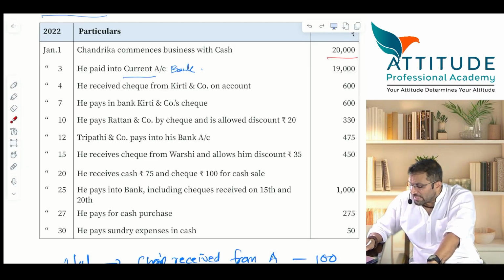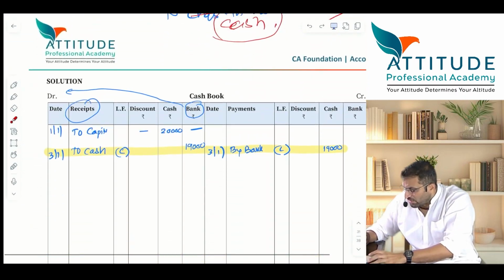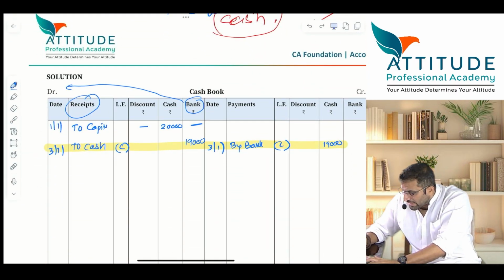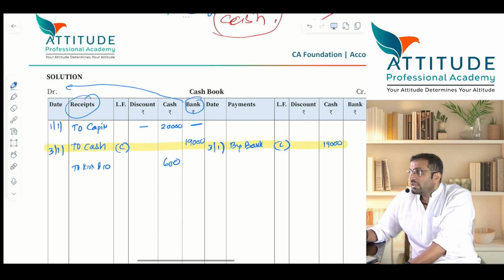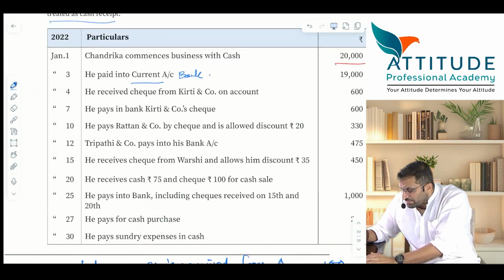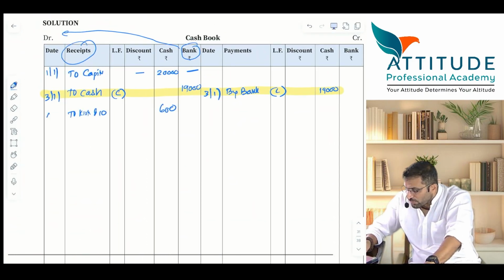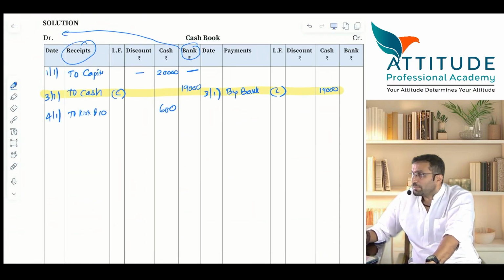Entry बोलो इसका. He received. So cash account debit. Amount कितना है? 600 ना. इधर आएगा cash account debit 600 to Kirti and Co. Yes, आ जाओ. 4th ना and then 7th. Okay, this is on 4th. So 4th को entry pass हो गया. But अभी contra entry आएगा. The same check is deposited into what?